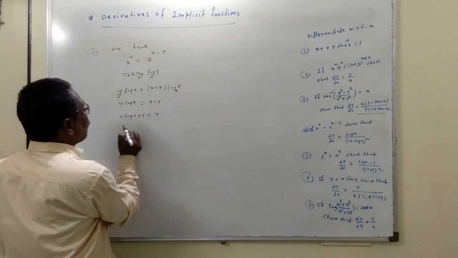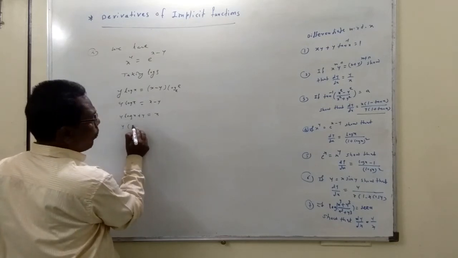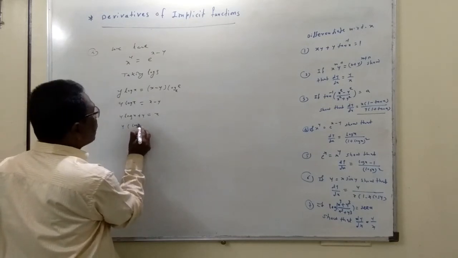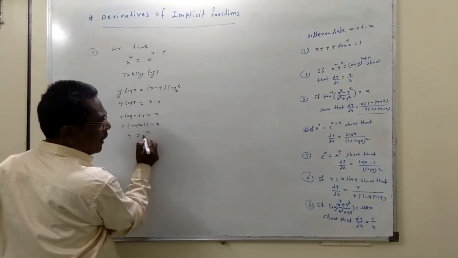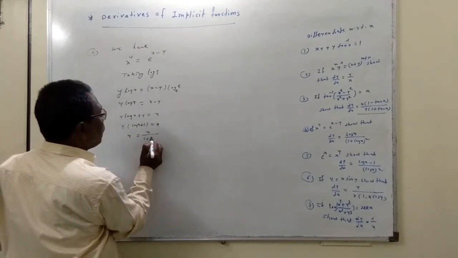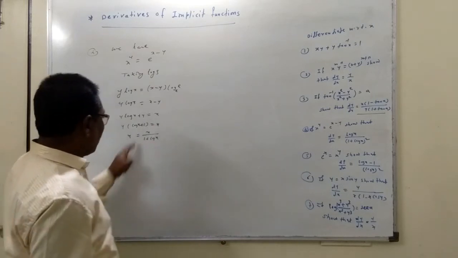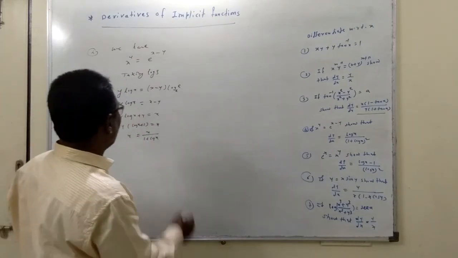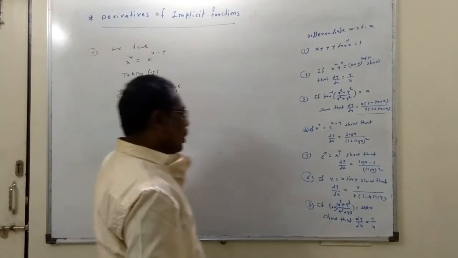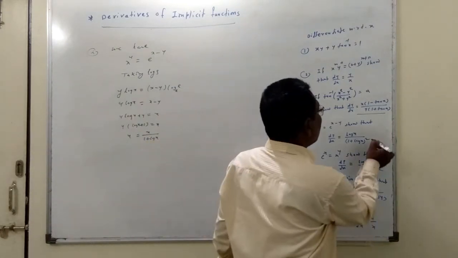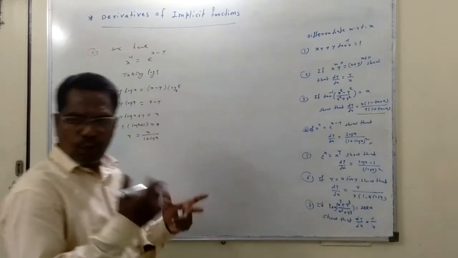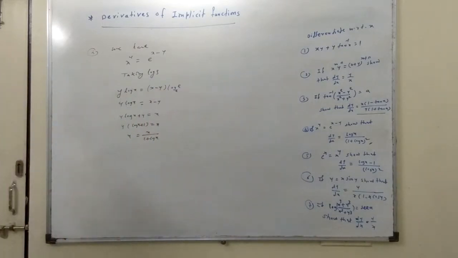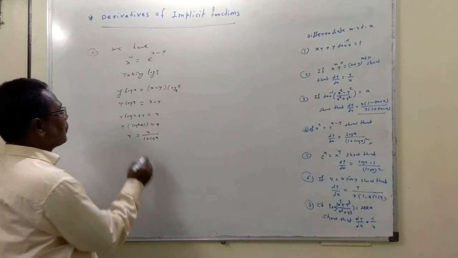So we will take y outside, we will get y times log x plus 1 is equal to x. So y is equal to x upon 1 plus log x. Actually here it is log x plus 1, but we are writing 1 plus log x. Our concentration is on the result. What is the requirement in the result? In which form the result is written, accordingly we are taking this.